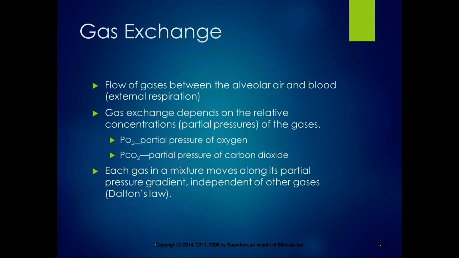So the flow of gases between the alveolar air and the blood is the external respiration. Gas exchange depends on the relative concentrations or partial pressures of the gases. So PO2 is the partial pressure of oxygen, and PCO2 is the partial pressure of carbon dioxide. Each gas is in a mixture that moves along its partial pressure gradient, and it's independent of other gases. So there are like two separate systems in our nervous system that deal with oxygen and CO2, if that makes sense.